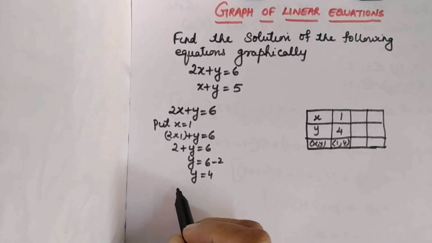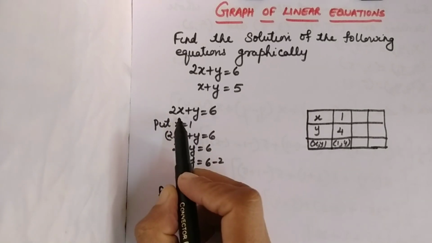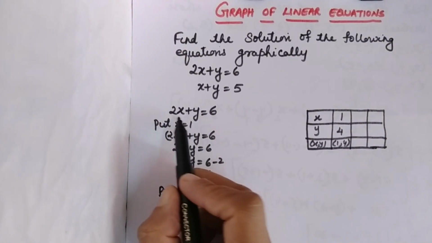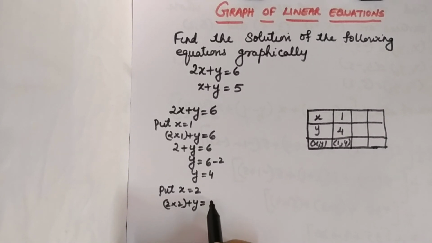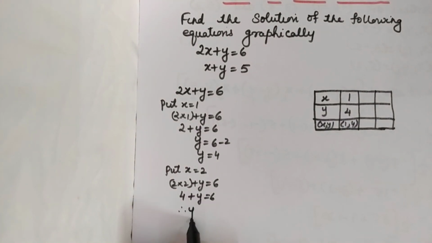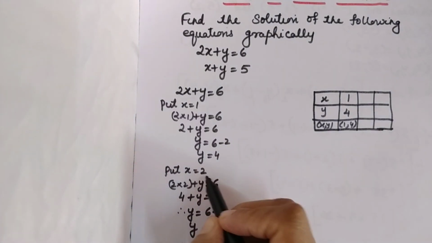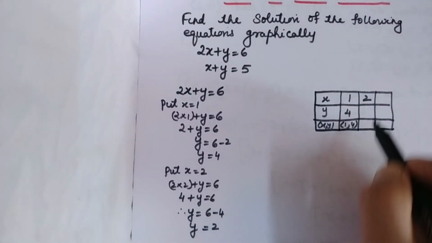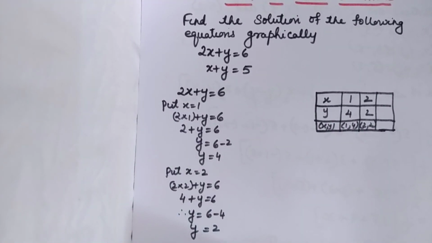Now you can put the next value, put x equal to 2. So in this equation, put x equal to 2. So 2 into 2 plus y equal to 6. 2 2s are 4. 4 plus y equal to 6. Therefore, y equal to 6 minus 4. Therefore, y equal to 2. So, when x equal to 2, y is equal to 2. So, the next coordinate is 2, 2.